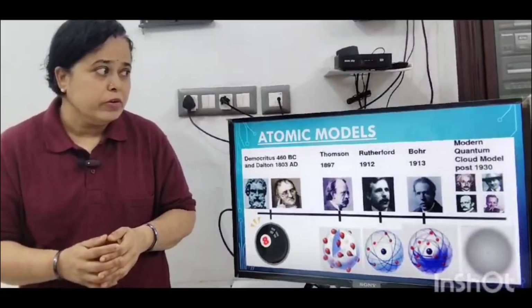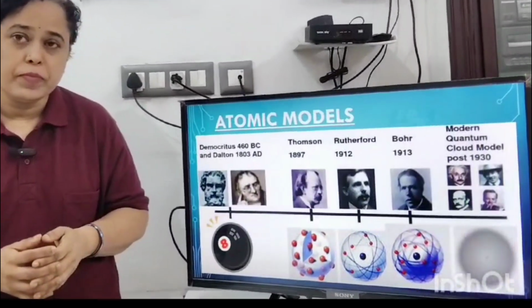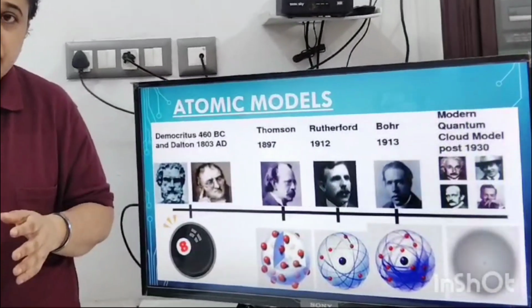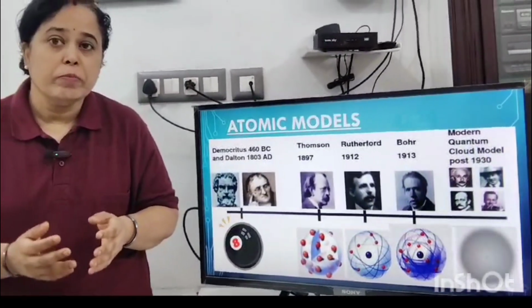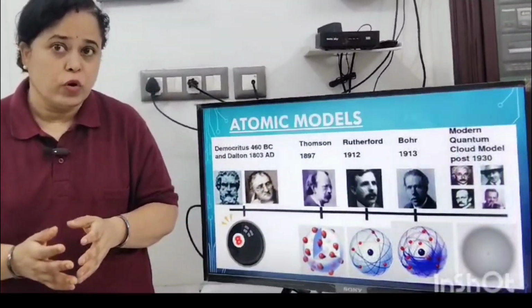Finally, we have modern quantum cloud model, which says that atom is surrounded by electron cloud, where there is maximum probability of finding the electron.